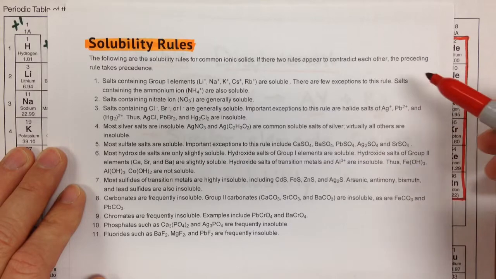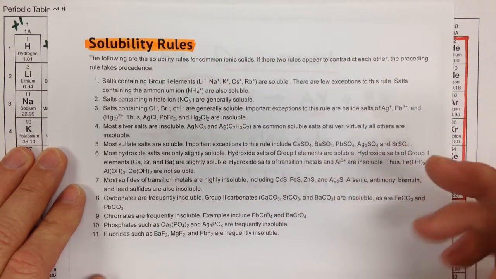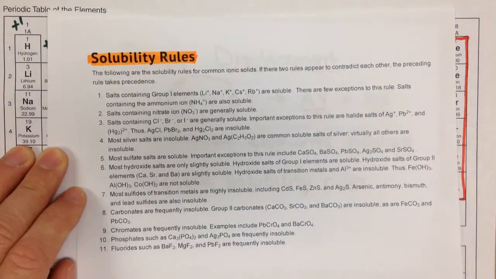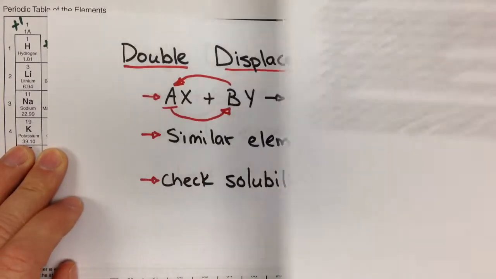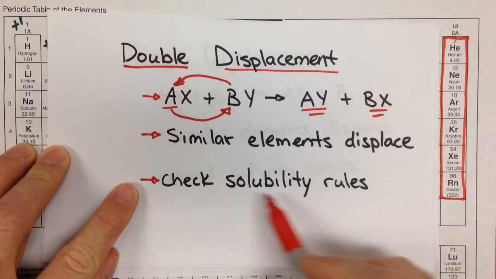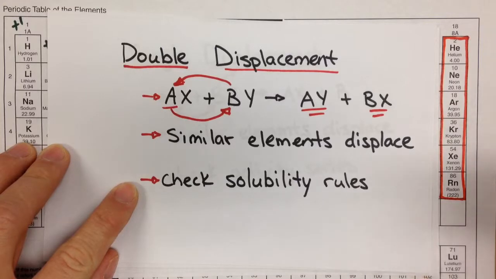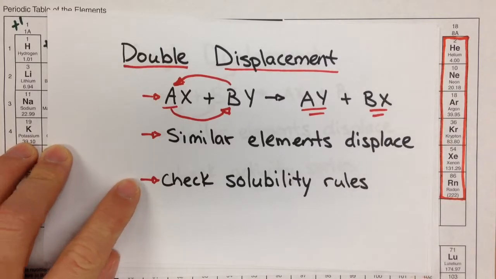So you should find and download a table of solubility rules, so you know what kind of solids would be made during a double displacement reaction. That's the last main idea: make sure you check those solubility rules so you know which kind of solids are going to be formed during your reactions.